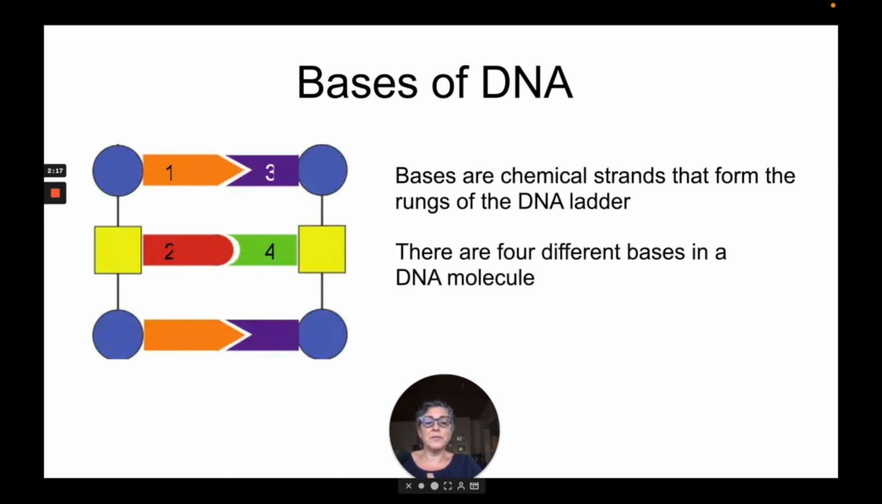And there are 4 different bases in a DNA molecule. Now these are pictured here by color and some specific type of shape that we'll get into a little bit later.